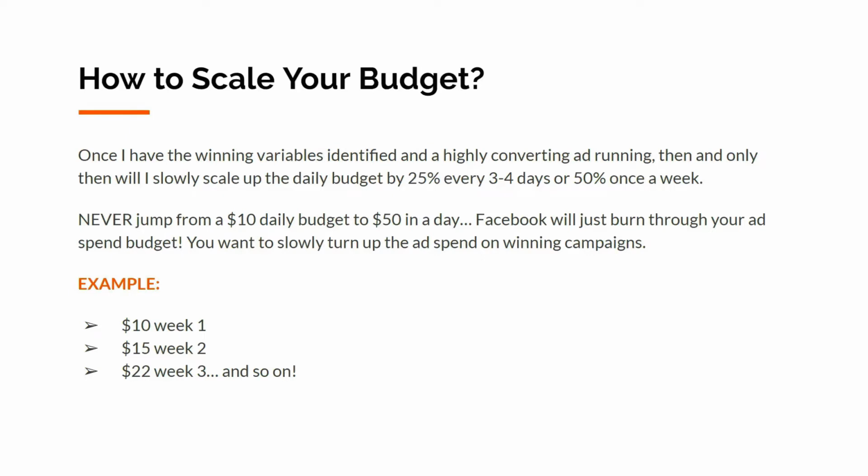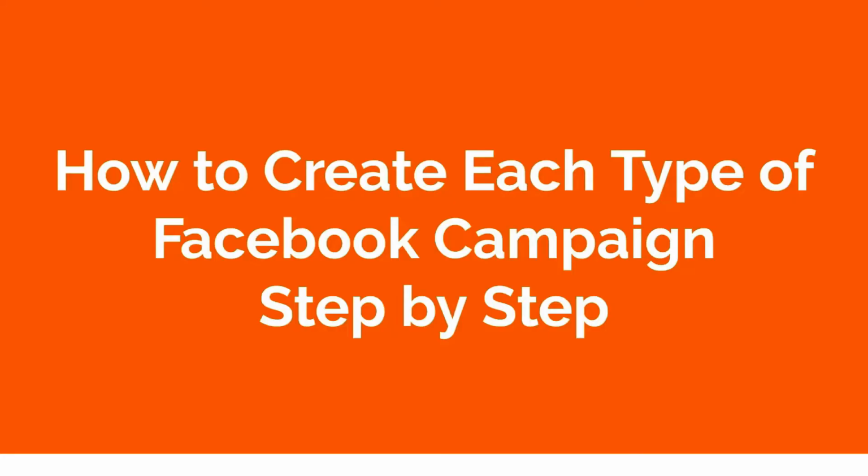For example, $10 week 1 for my daily budget. I would dial that up. The next week it would be $15 daily budget. Then that next week, dial it up a little more, $22 for my daily budget. This way you let Facebook grow with you and optimize correctly for your budget. How to create each type of Facebook campaign step by step.